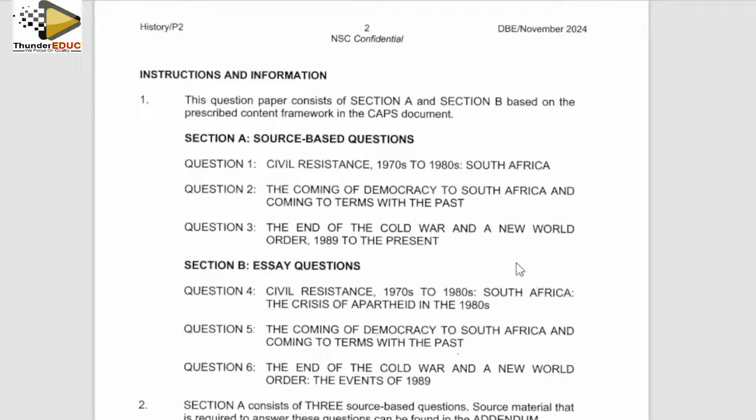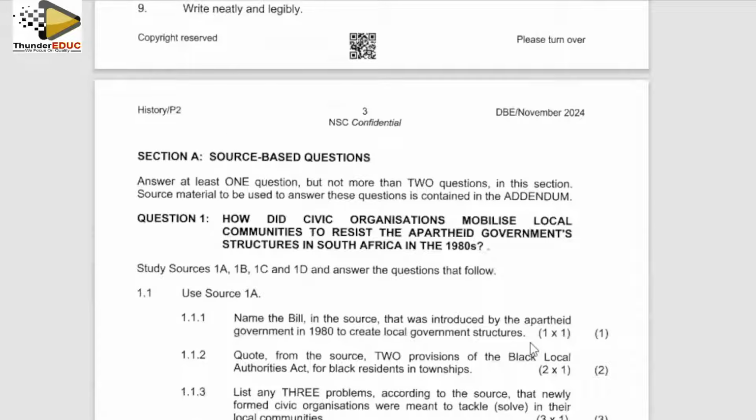Either 2 source-based questions and 1 essay, or 2 essays and 1 source-based question. Right. Let's start with our first question.